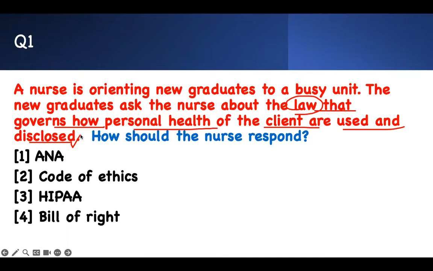What is the answer? What do you think? The ANA, this is what designs your code. The nurse's code of ethics is a collection of codes that determine how you act. It is not what determines how your personal health records are used and disclosed. The Bill of Rights is your innate right that is given to you, so nobody can take it away from you. Your innate rights are associated with you being a human being, basically. And therefore, HIPAA is the right one.